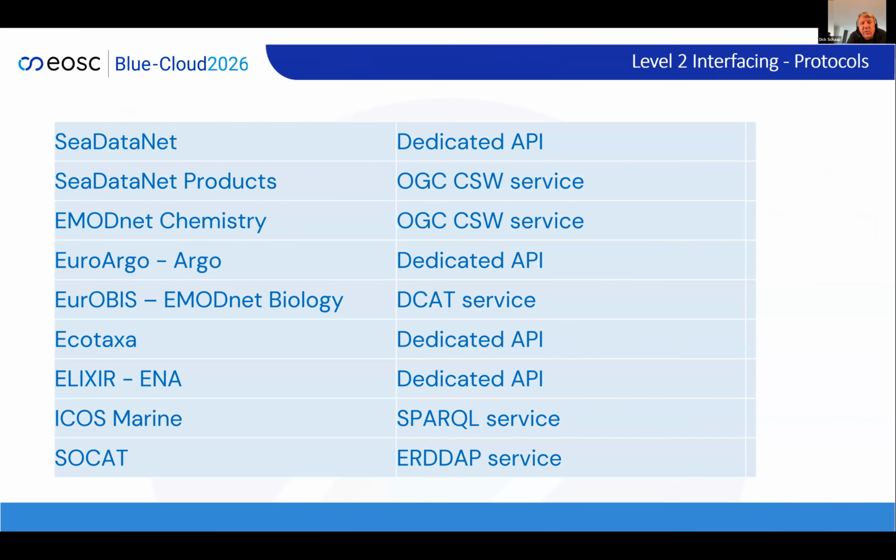For the second level, we use various web services from the individual providers. And you see the type. In the case of SeaDataNet CDI, we have a dedicated API for the CDI data. For the products, we have CSW. For chemistry, we also have products, CSW. For EuroArgo, we use a dedicated API, as was explained by Thierry. For Eurobis, we use at this moment a DCAT service, but we are going to change to an OAI-PMH service. For EcoTaxa, we have a dedicated API. For Elixir-ENA, also a dedicated API. For ICOS, we use a SPARQL service. And for SOCAT, we use an ERDDAP service.